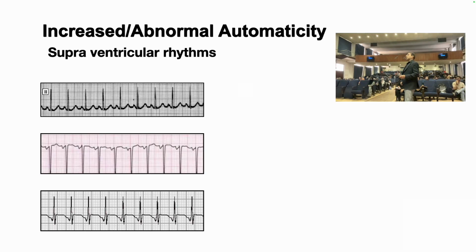So with increased automaticity, you can have different types of tachyarrhythmias. Supraventricular rhythms, there may be ventricular rhythms. Ventricular rhythms can be because of either automaticity or re-entry phenomena. It can be both. Now what is this first picture? This is sinus tachycardia. You see all the components.